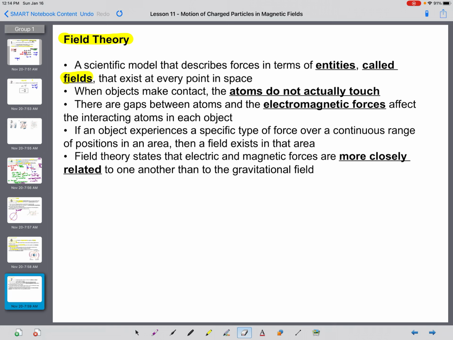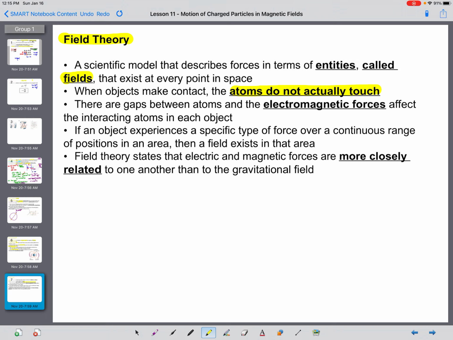Okay, so when objects touch, they don't actually touch. Atoms don't actually touch. These are the gaps between the atoms, and the electromagnetic forces are causing the interactions of the atoms in each of the objects.